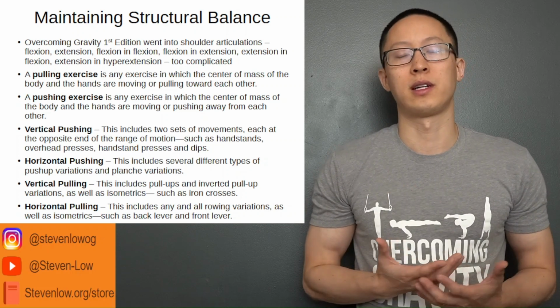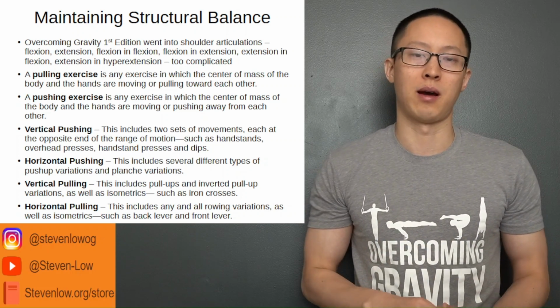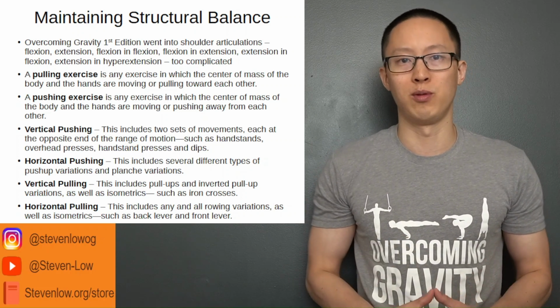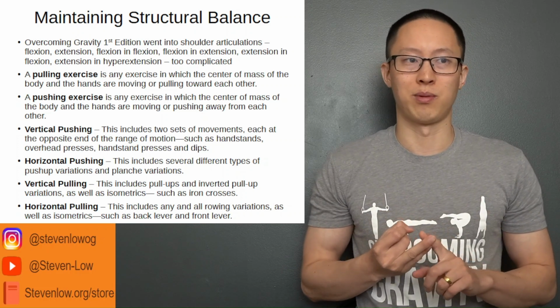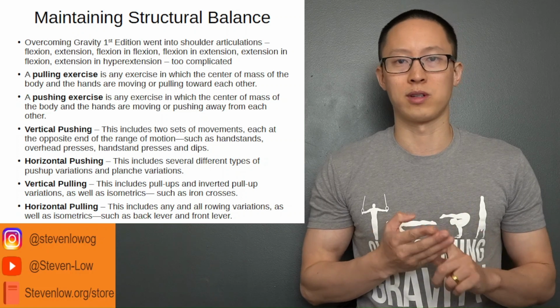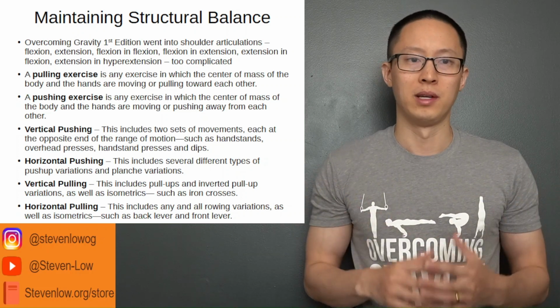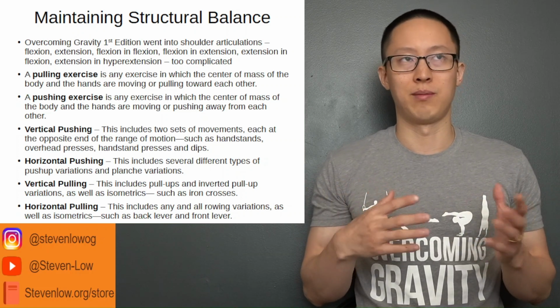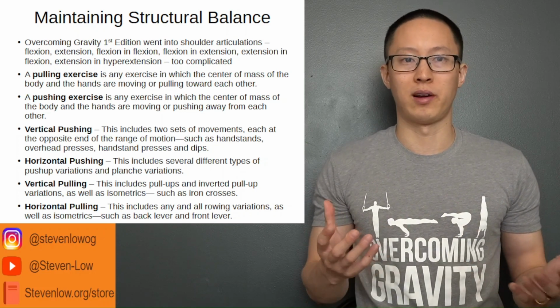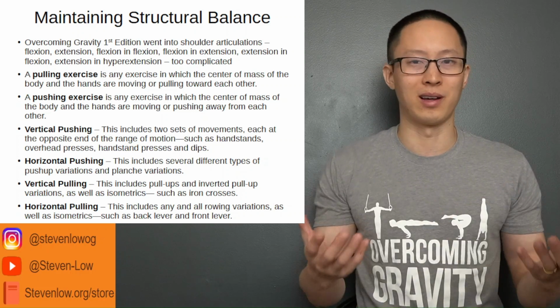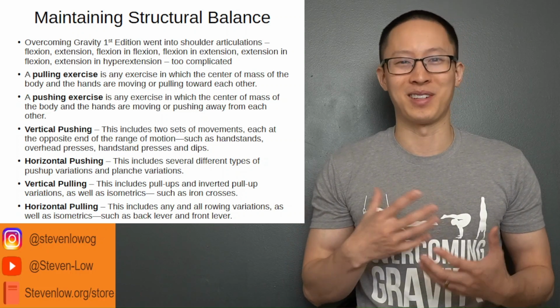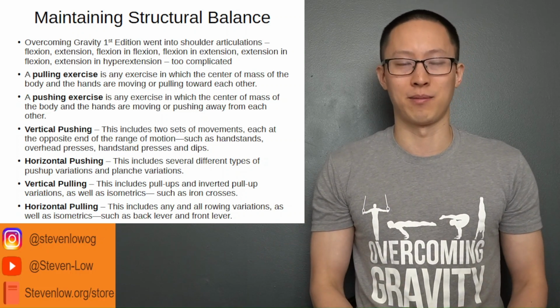So there's four distinctions that I like to make just as a gross simplification of movement, and those are vertical pushing, horizontal pushing, vertical pulling, and horizontal pulling. Now, not just in my book, but across the internet, there is some criticism of this as a gross oversimplification. And obviously, I've noted that it is a simplification.